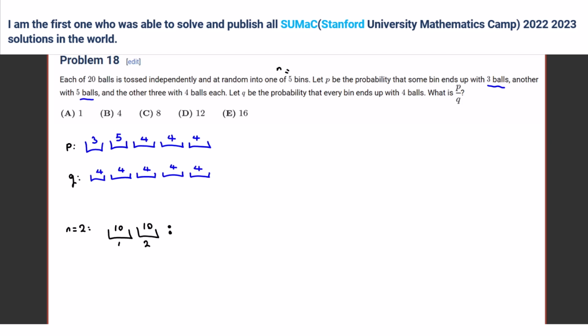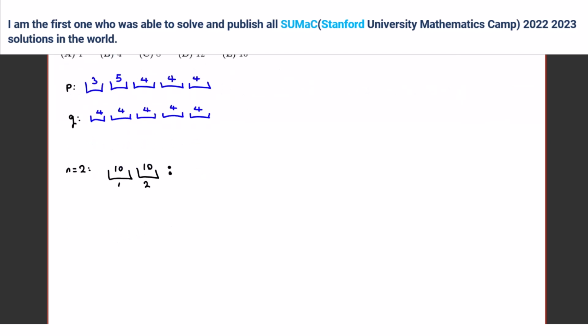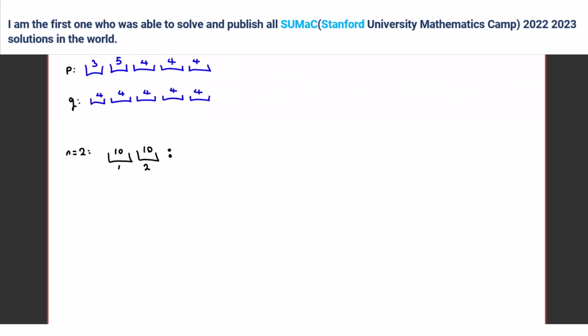Is it 1/4? Why? I said for the first bin, the probability of getting 10 balls is going to be 1/2 times 1/2, because we should determine. Yes. Is it going to be 1/16 then? Because we're going to multiply. Well, let me check something.